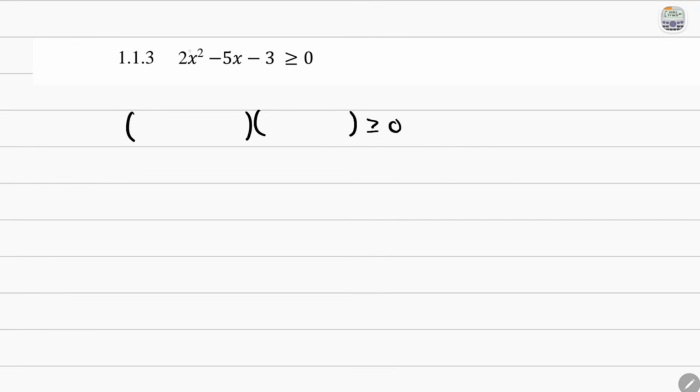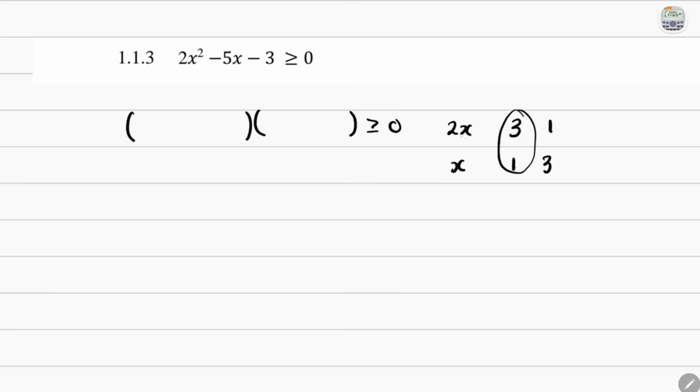Now, let's look at 2x squared. To get 2x squared, what did we multiply together? We must have said 2x multiplied by x. And then to get 3, what did we multiply? Now, specifically, this is a -3. So we could have said 3 times 1, or you could write this as 1 times 3. We'll see which one would help.